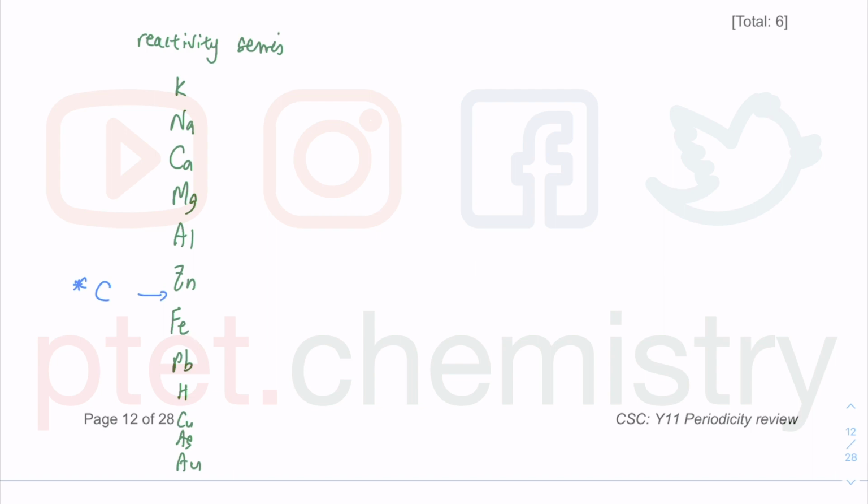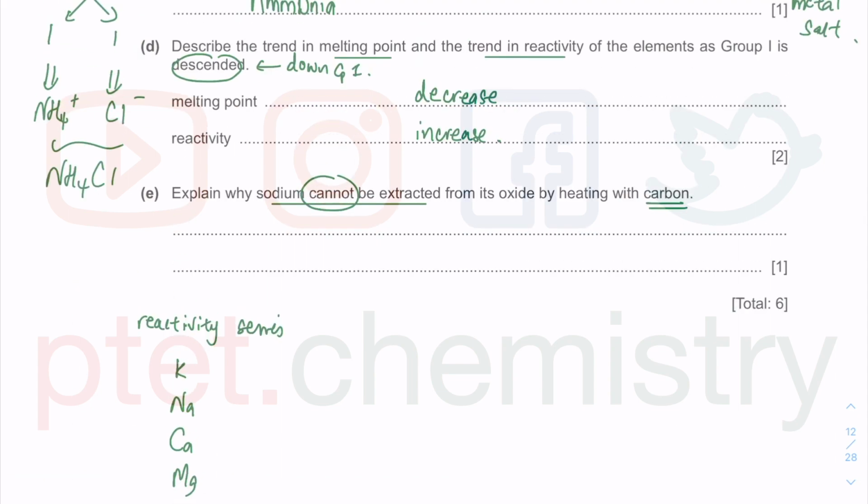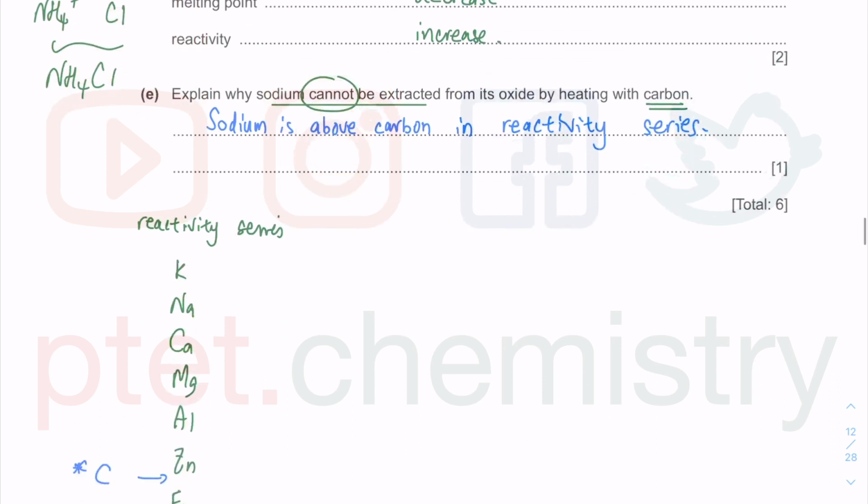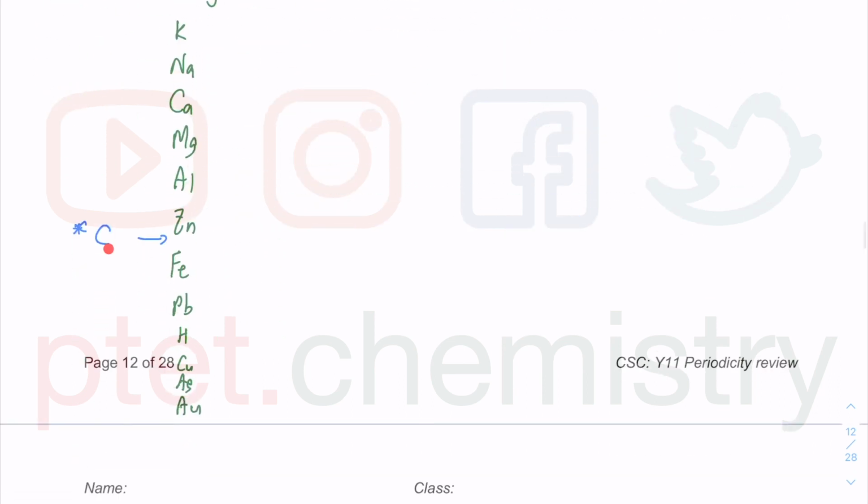All right. And what happened with sodium is that it is above carbon in the reactivity series, and therefore you cannot do that. So very straightforward. Sodium is above carbon in the reactivity series. That's why you cannot do this. But iron is below carbon in the reactivity series. That's why we can get iron by reduction with carbon.